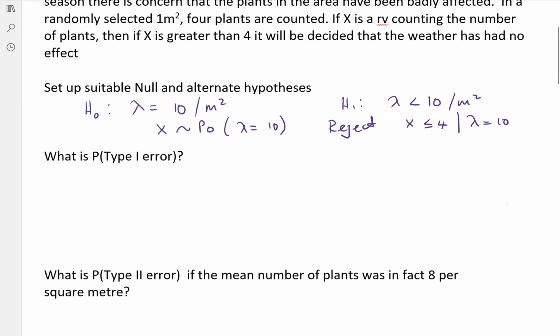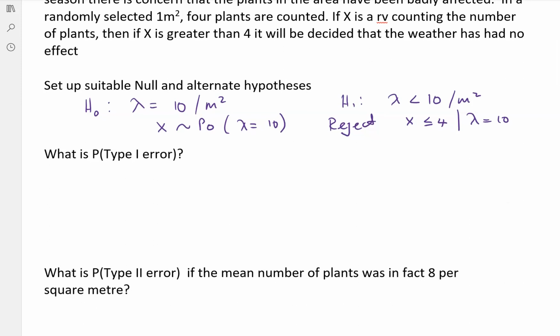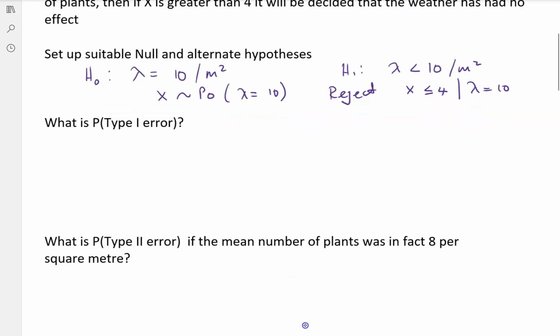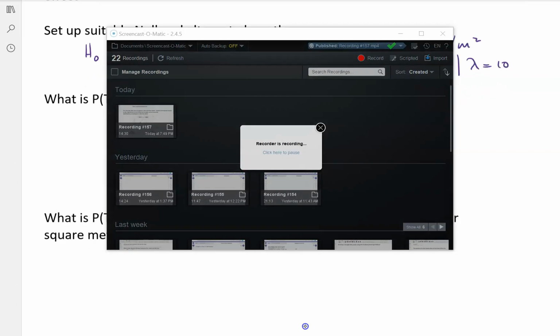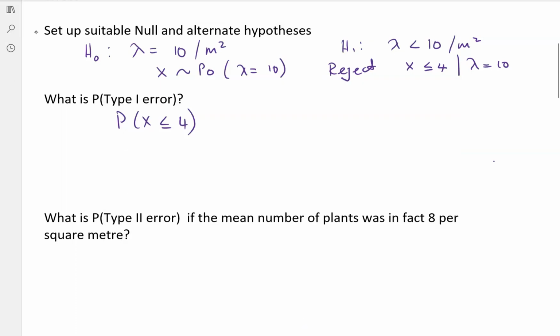So, firstly, we need to try and figure out the probability of the type 1 error. That means we need to figure out the probability of being in the rejection zone. Type 1 error is all about being in the rejection zone. So what is the probability in this case of being in our rejection zone? Being in the rejection zone will be the probability where X is less than or equal to 4, given that lambda is equal to 10.